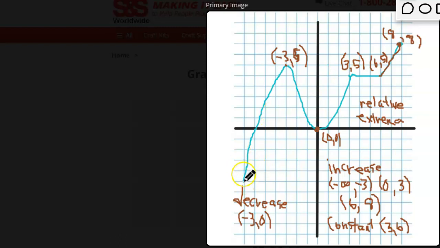Now, since this goes forever downward, there is no absolute minimum because we could list a point here, but we could always find something smaller by going further down on that line. So notice there doesn't have to be an absolute maximum and an absolute minimum. And of course, we will have relative extrema if it's going up and down.